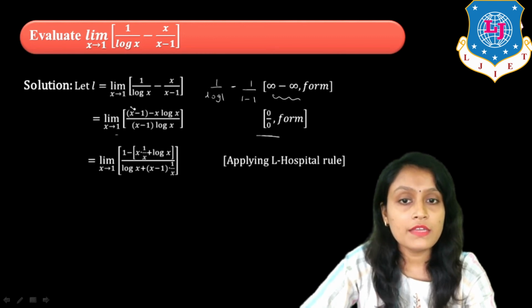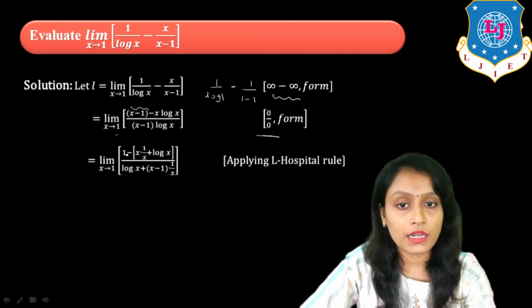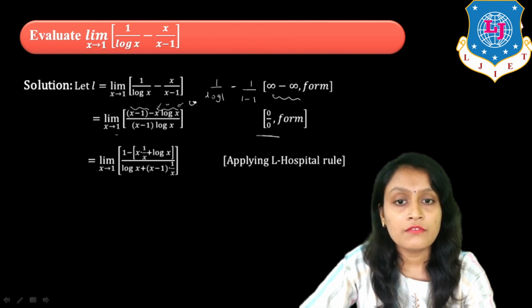Okay, now the derivative of x minus 1 is 1 minus, now the derivative of this term. For this we have to apply the uv rule. Consider this x as u and this log x as v and apply the uv rule. So you will get x into the derivative of log x, that is 1 upon x, plus log x as it is, times the derivative of x, which is 1.